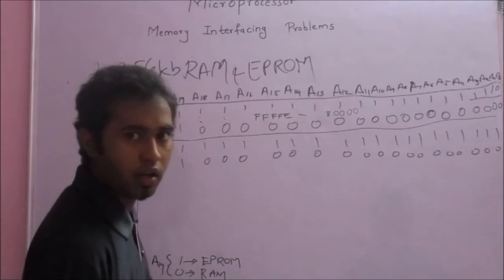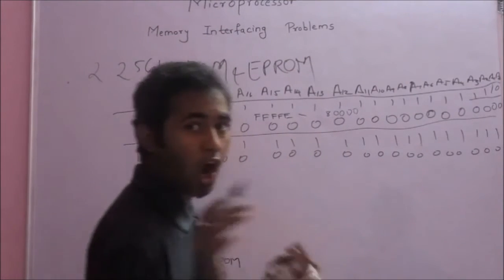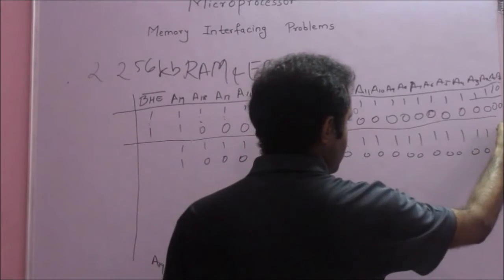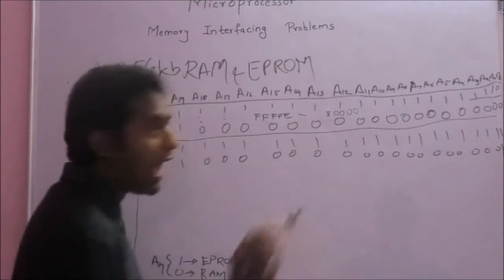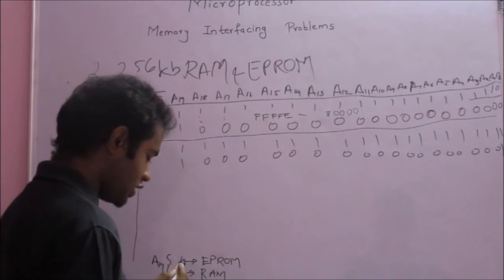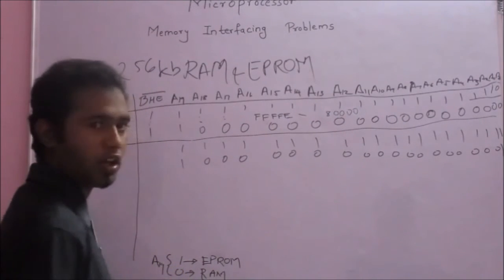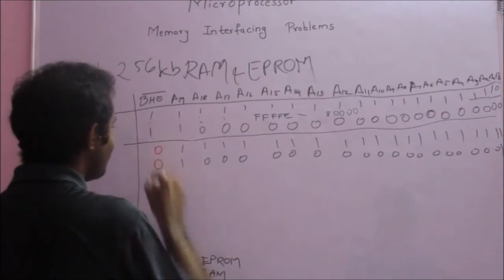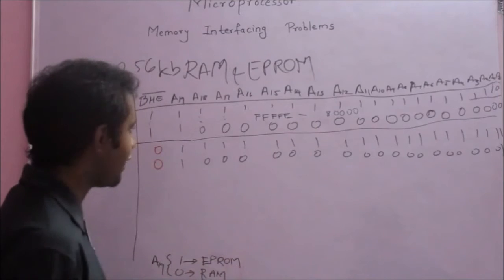Okay, so it is done. And now we will be selecting the odd bank, that means the A0 should be 1 and the BHE should be 0. So let's mark the BHE with red because it will not confuse us. Don't do it in exam. It's only for your understanding here.